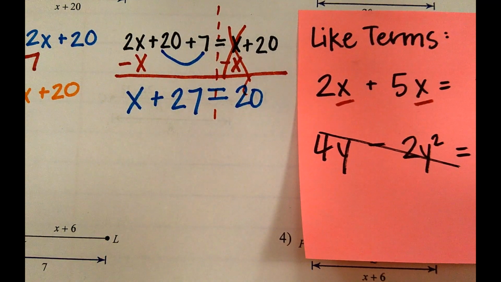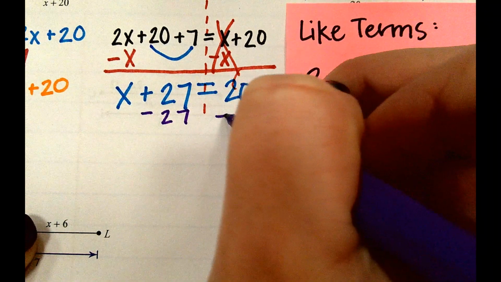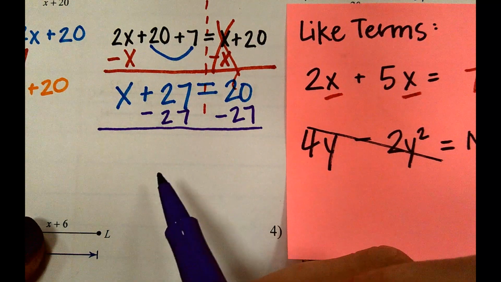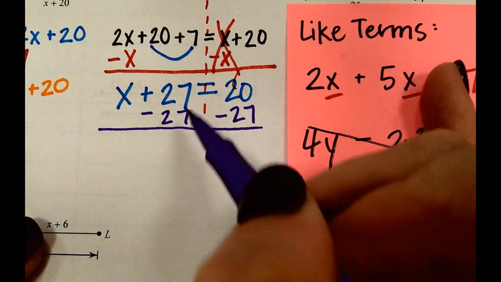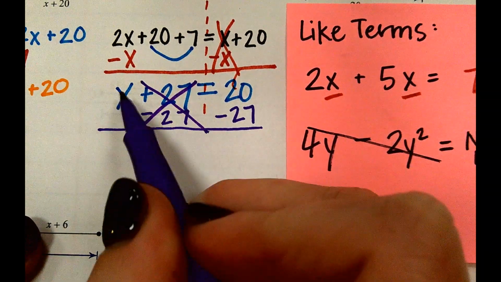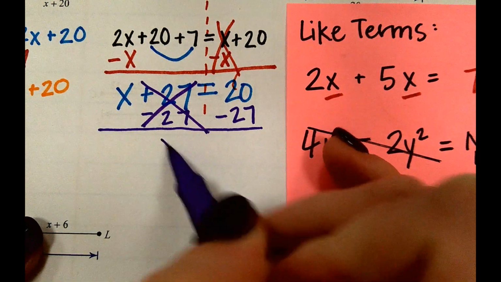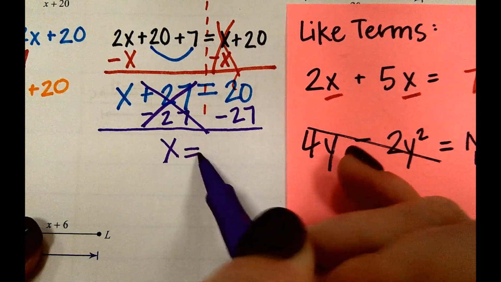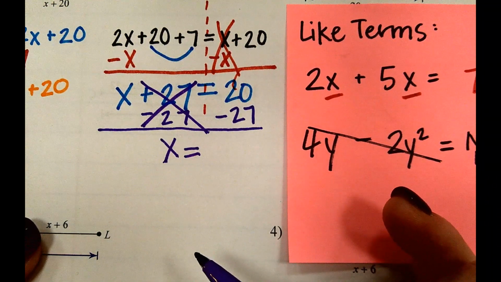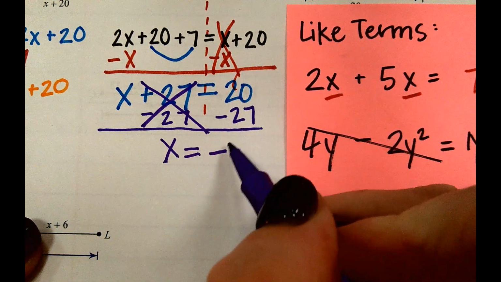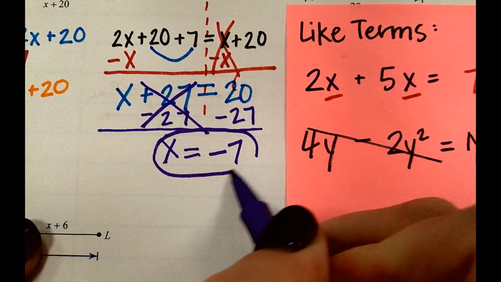What would I do now? I'm trying to solve for x. Subtract 27. Yes, subtract 27 from both sides. So minus 27, minus 27. What happens to my 27s? They cancel out. So I'll bring down my x equals, what's 20 minus 27? Negative 7. Good. And that would be our answer.